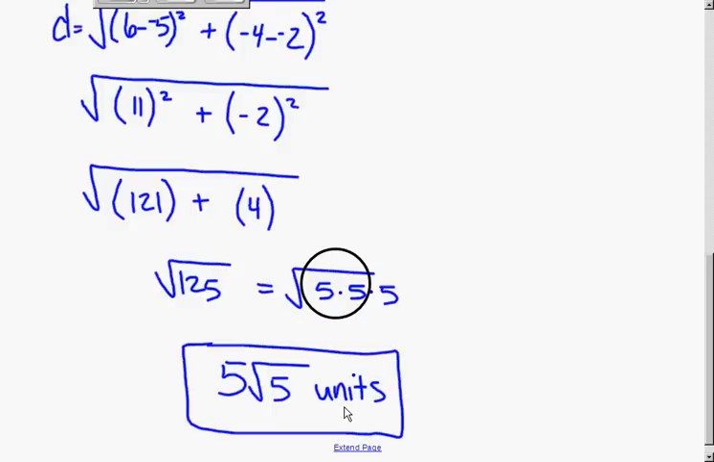This concludes lesson 63, 10-5, midpoint and distance formulas.